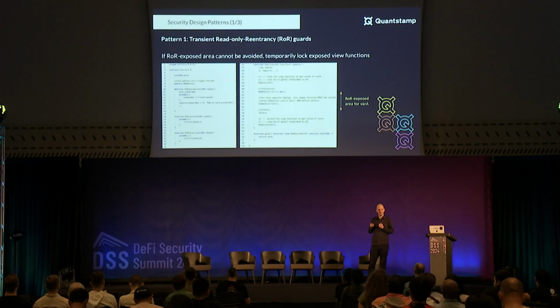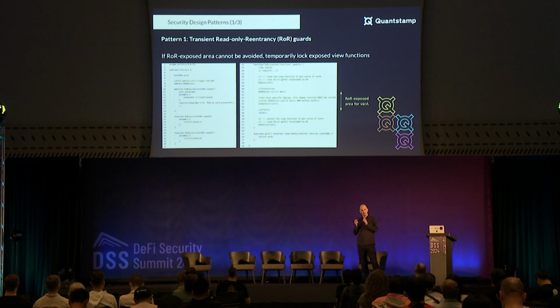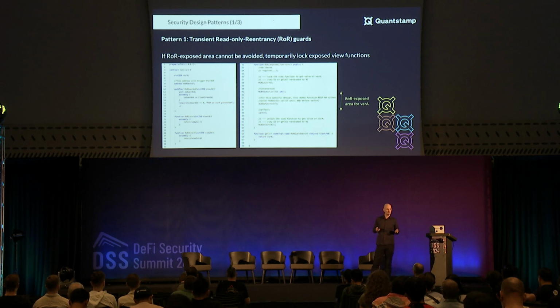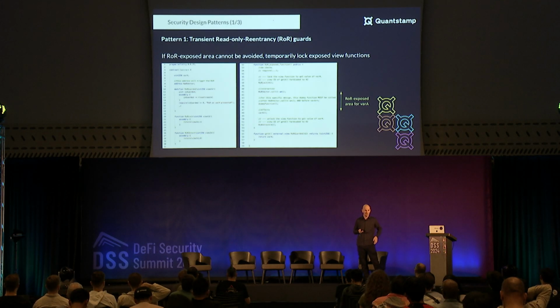Let's move on to the design patterns. The first one is transient read-only reentrancy guards. So sometimes by design you cannot avoid to expose some areas of your code to read-only reentrancies. And this pattern consists in temporarily locking related view functions before and after an area. So in this example, this contract has a storage variable A, a view function getA, and a function that is exposed to read-only reentrancy. I use the arrow to delimit the start and the end of this sensitive area.